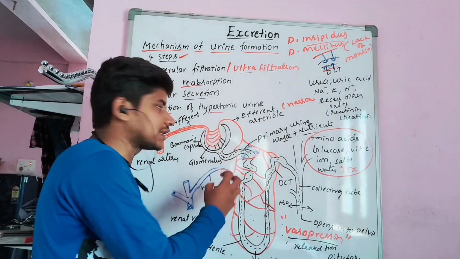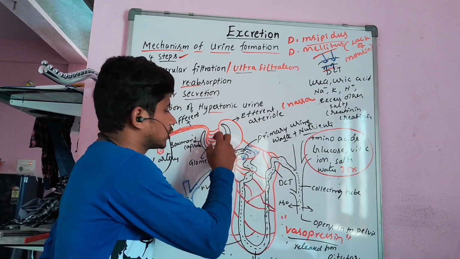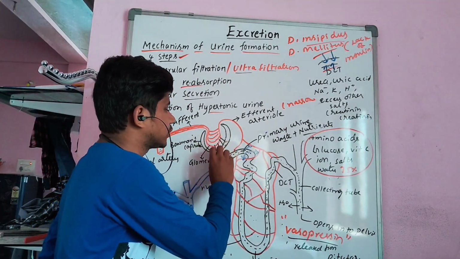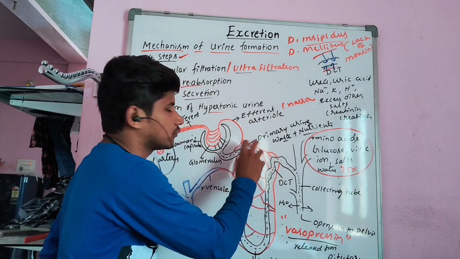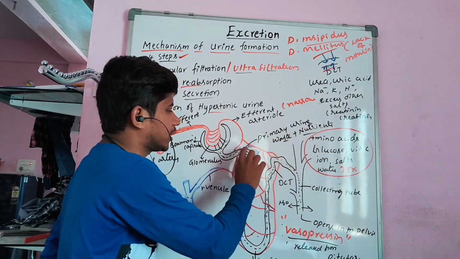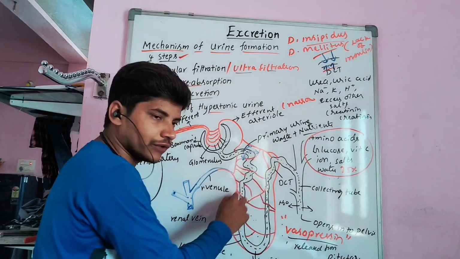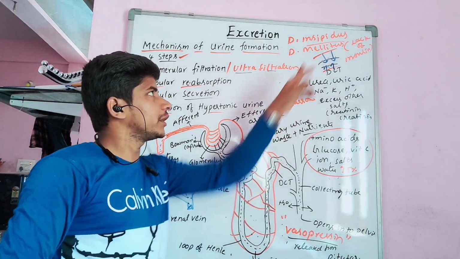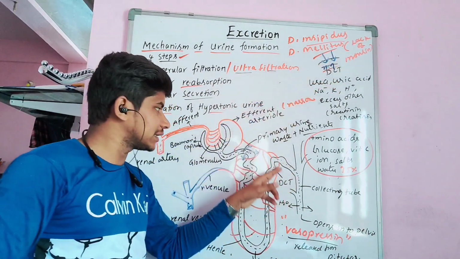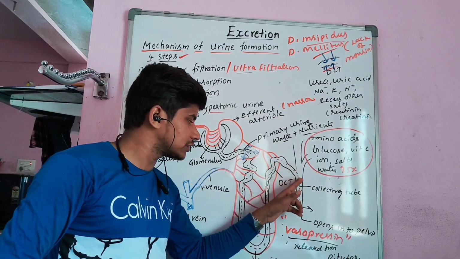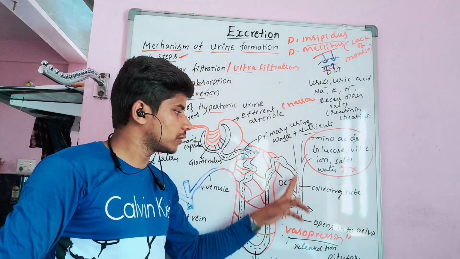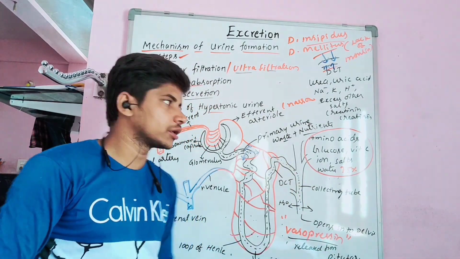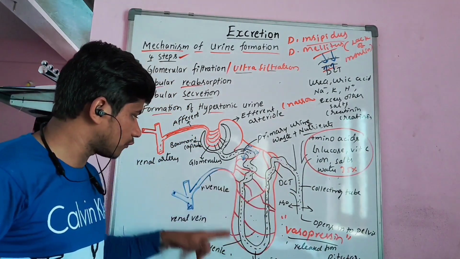So only the waste and some nutrients are filtered, that means come out of the capillaries, not blood cells and proteins. What are reabsorbed? Only nutrients are reabsorbed at the PCT, and the remaining waste goes into the loop of Henle and the DCT. From the peritubular capillaries, only the waste is secreted into the DCT, and the DCT joins with the collecting duct, and from the collecting duct it goes into the pelvis and finally becomes urine. So that is the pathway of urine, and this is the pathway of blood. Okay.